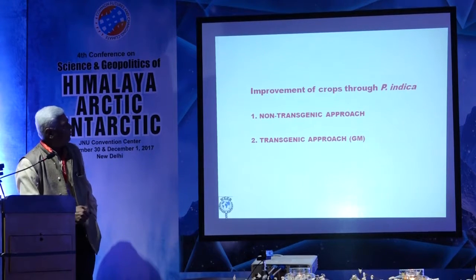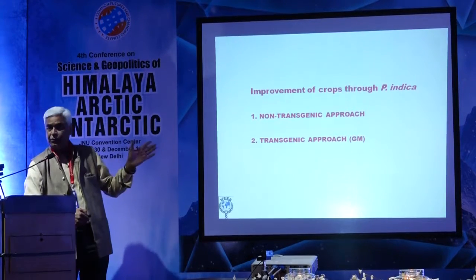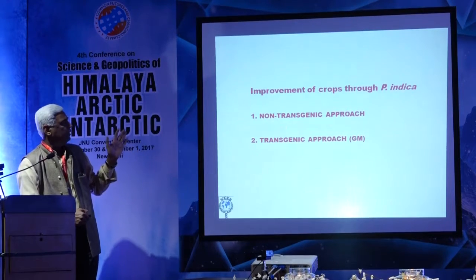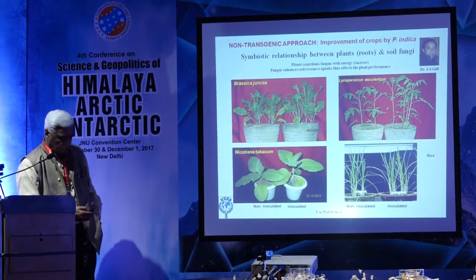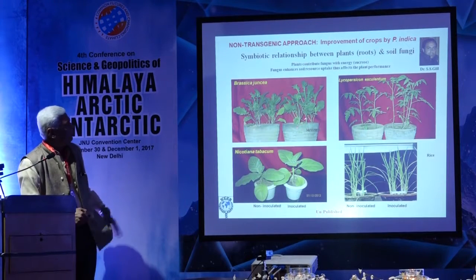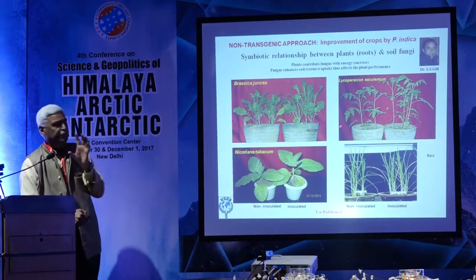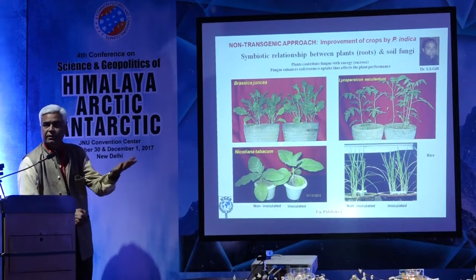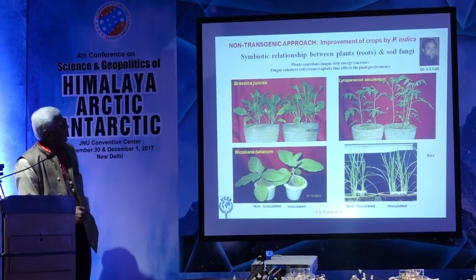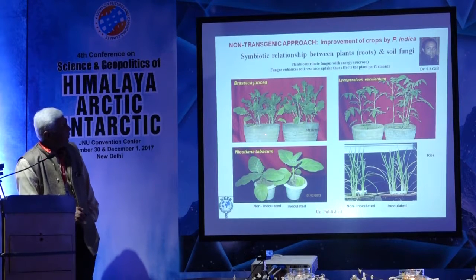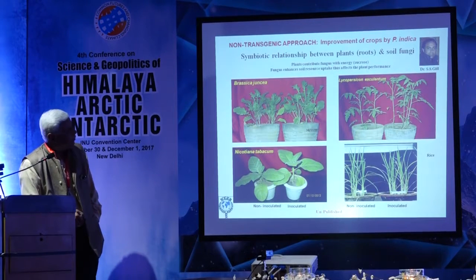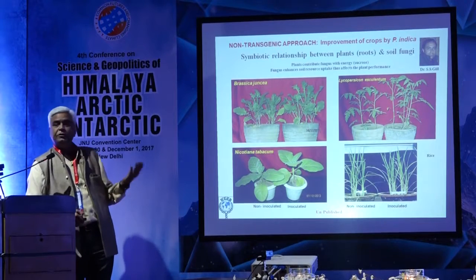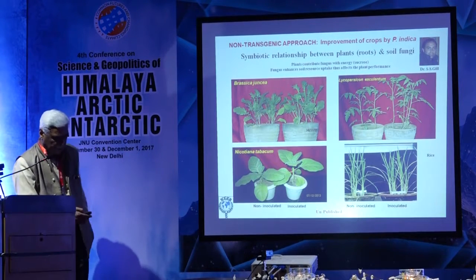The approach I'm going to describe is the non-transgenic approach using microbes, and also the transgenic approach. In the non-transgenic approach, you can see that if we inoculate the beneficial fungus and then grow the plant, there is a difference in brassica without inoculation and with inoculation. The growth is a little better in some tomato plants, in the tobacco plant, in the rice plant. In the presence of inoculation with this particular fungus, we are getting a little better growth.